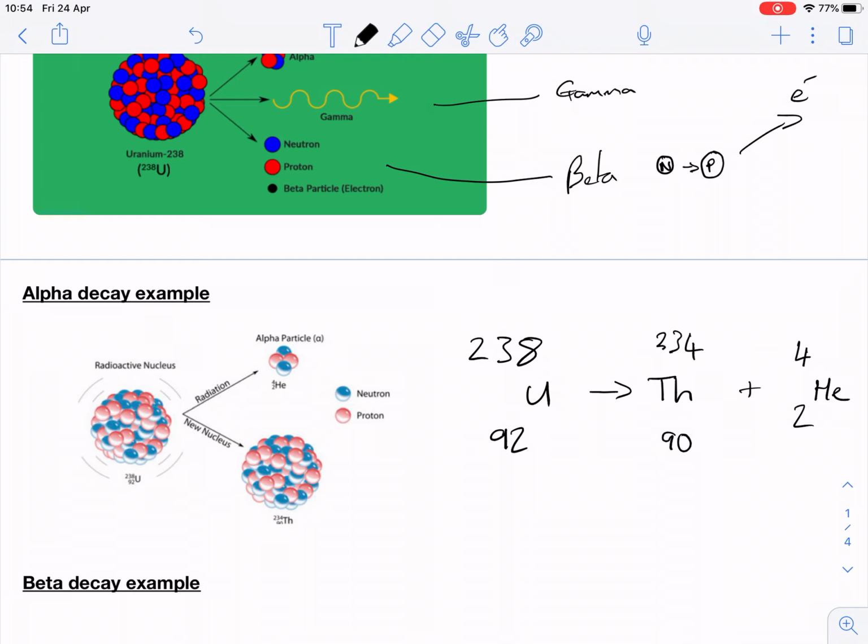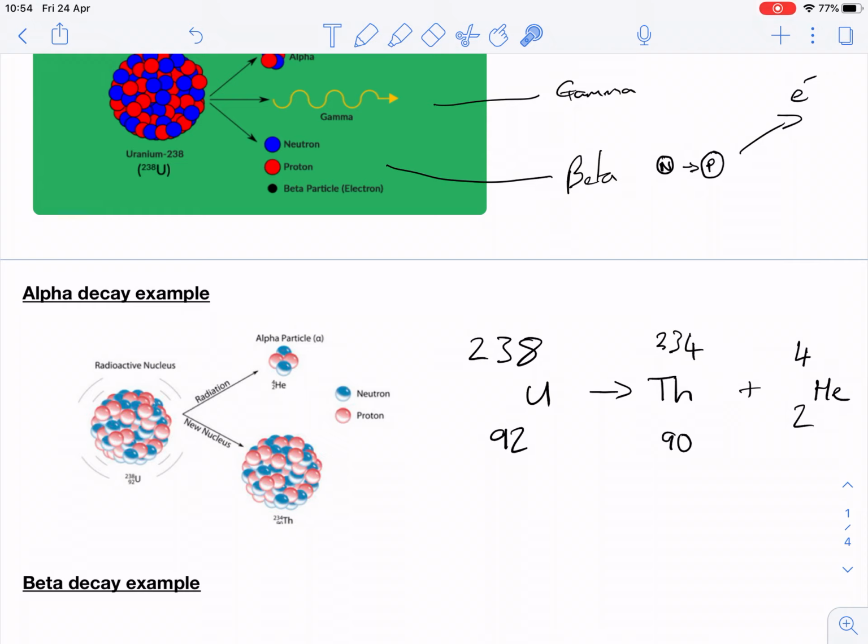The reason the element itself changes is that, as you will remember from previous videos, the atomic number defines what the element is. Where here we had 92 protons, through the alpha particle being emitted we've lost 2 protons, which changes the atomic number and therefore the element. So we've gone from uranium to thorium, as thorium has 90 protons. The reason the mass number, the top number, has changed is because our alpha particle has a mass number of 4.